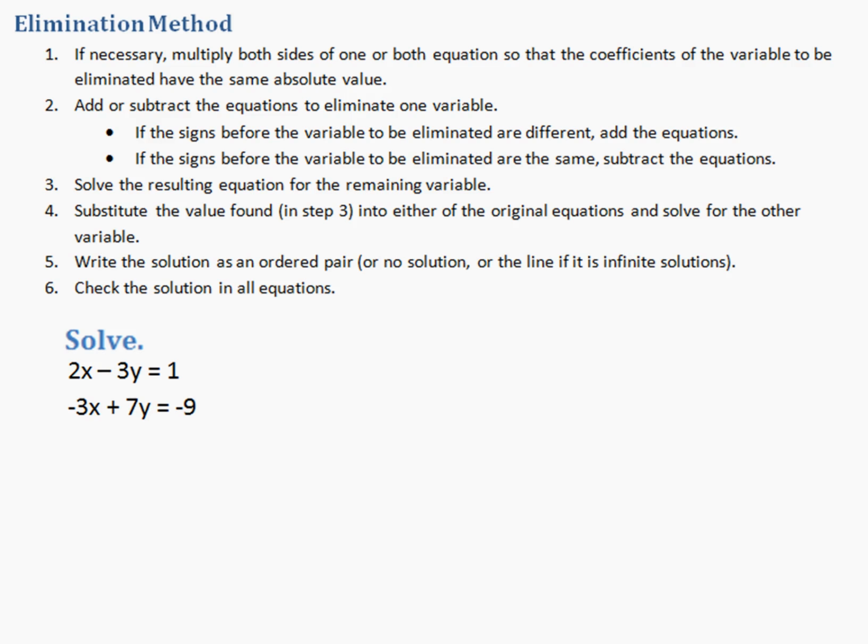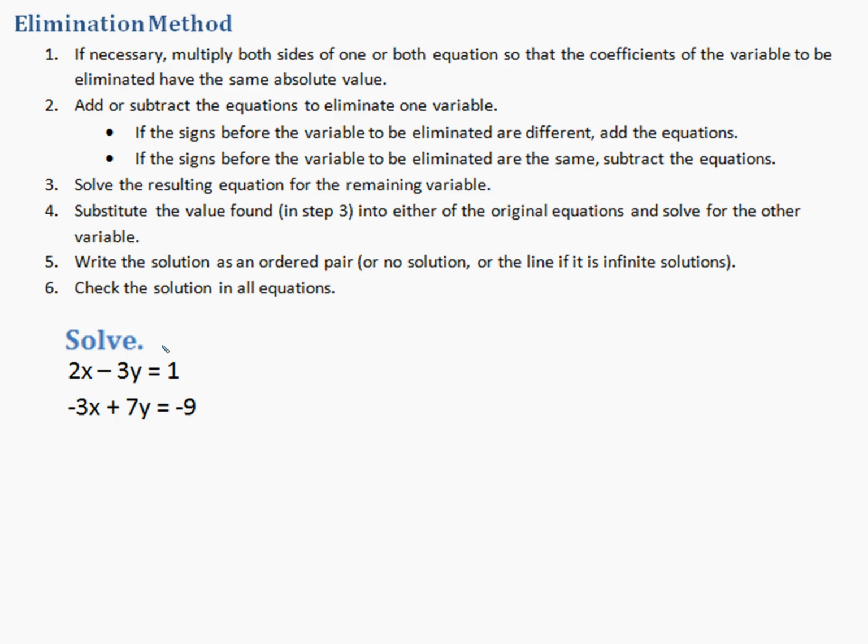This next one takes it one step further. If we look here, we have a 2x and a negative 3x, a negative 3y, and a 7y. For 2x, there's not a nice whole number or integer that we can multiply to get negative 3 or 3. We can't multiply 3 by an integer to get 7. So in this case, we're going to multiply both equations by something. Now we have two options. We could eliminate the x's or we could eliminate the y's.